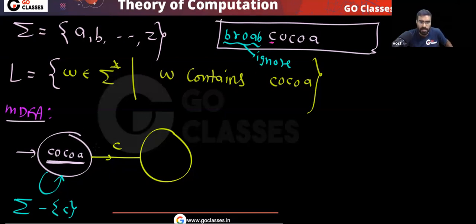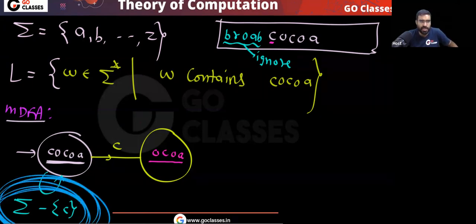So C has come. When C is coming, then what are you waiting for? Now you are waiting for OCOA. Remember, this is the first symbol which will trigger you. If any other symbol comes, then you can ignore.